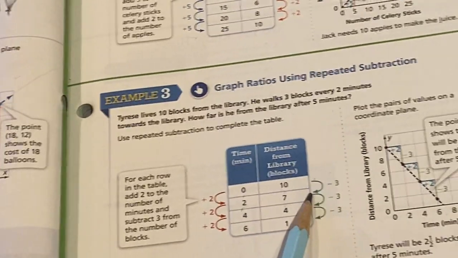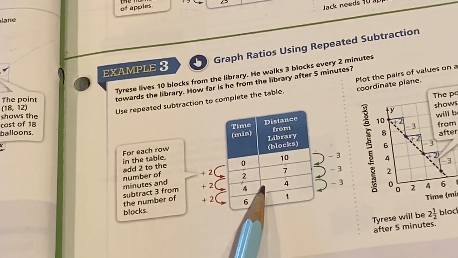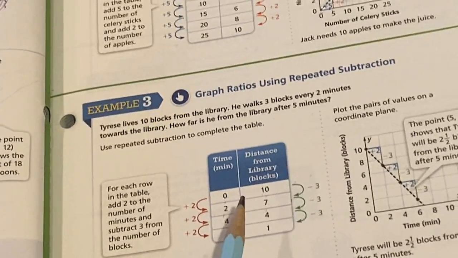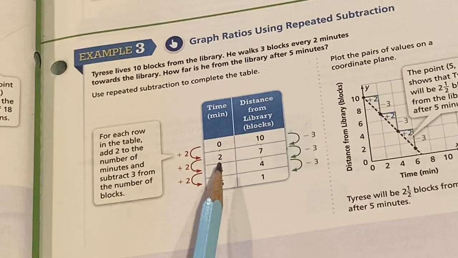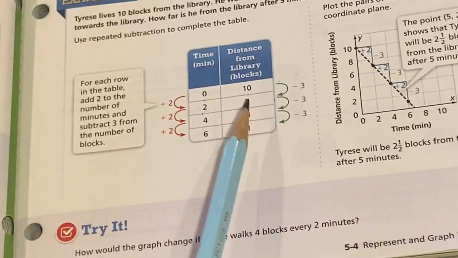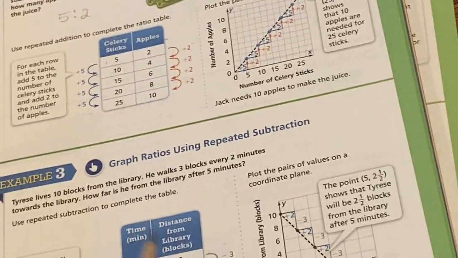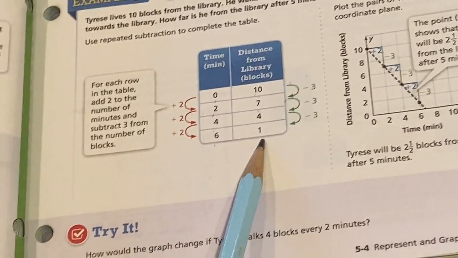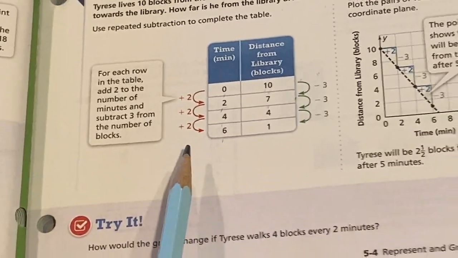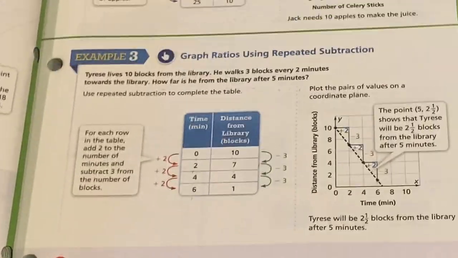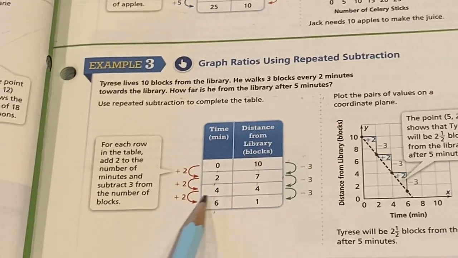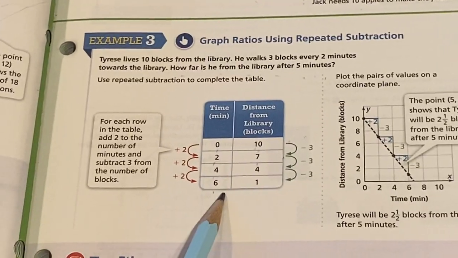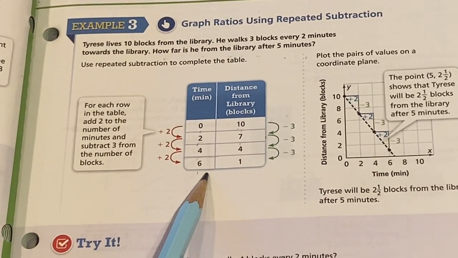It went down 3 blocks, which fits with the ratio, right? For every 3 blocks, it takes him 2 minutes. So after 4 minutes, he's only 4 blocks away. After 6 minutes, he's only 1 block away. Okay, so how far is he from the library after 5 minutes of walking? Well, 5 minutes is in between here. It's not on the chart, so how would you find that?